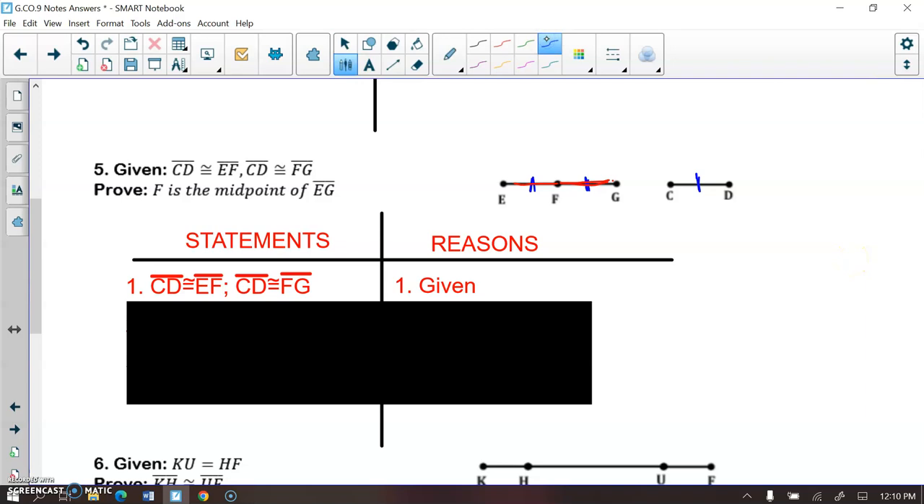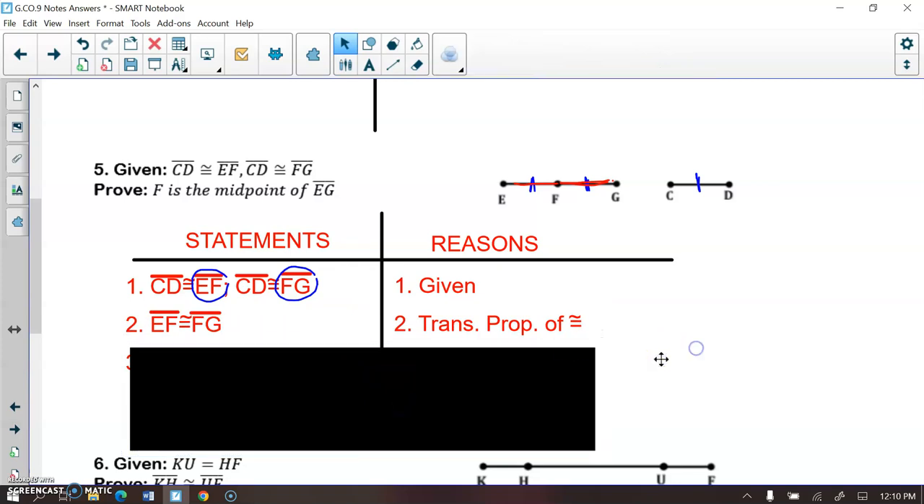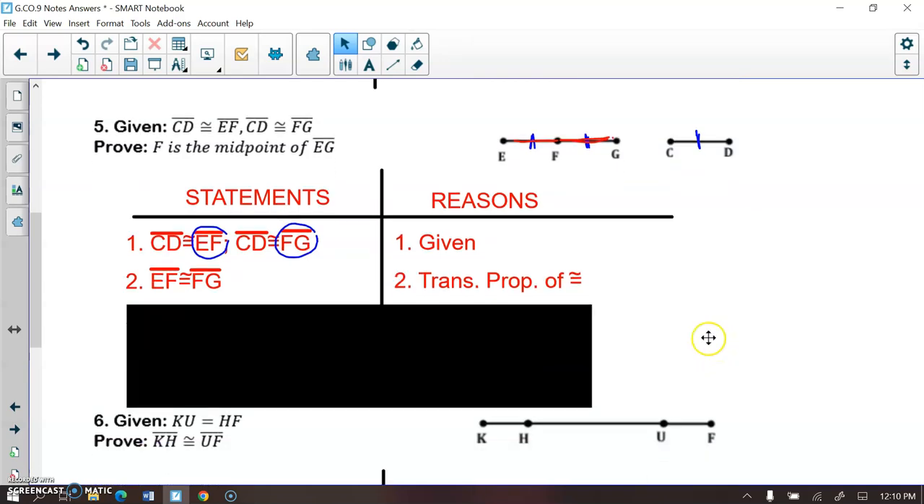Since CD is both congruent to EF and FG, we can say EF and FG are congruent to each other. This is only the transitive property of congruency. It is not substitution. We cannot use substitution with congruent symbols. And then if I know that EF and FG are congruent, then that means F is the midpoint of this segment, because that's just the definition of a midpoint.